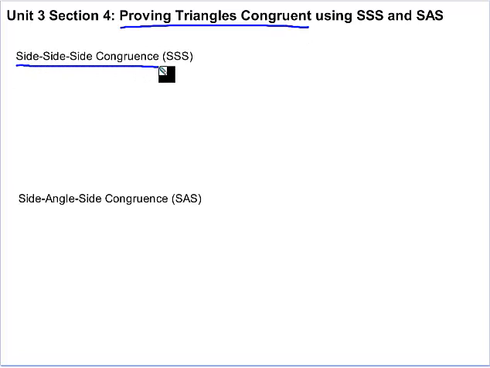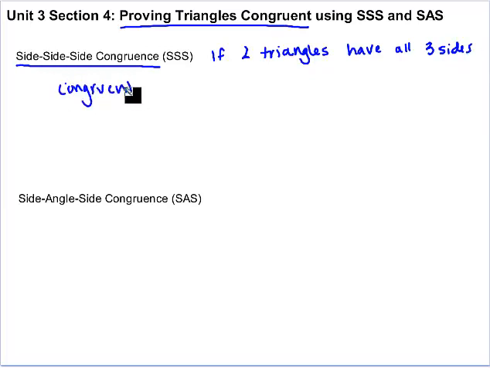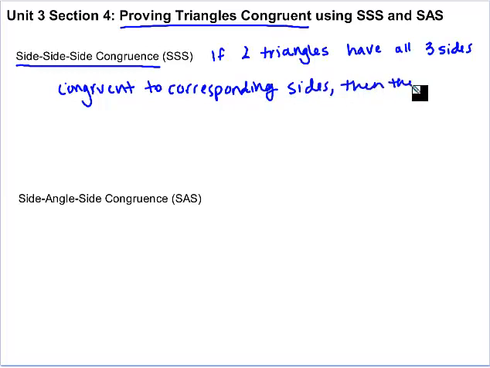So what side, side, side congruence says: if two triangles have all three sides congruent to corresponding sides, then the two triangles are congruent.